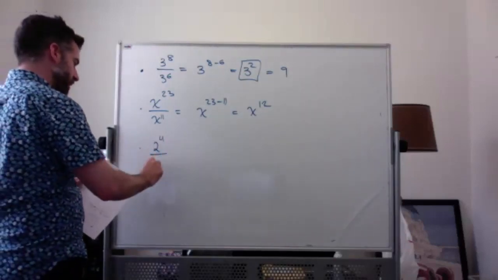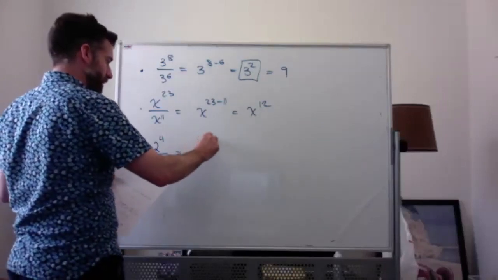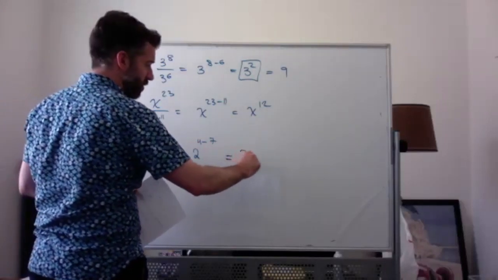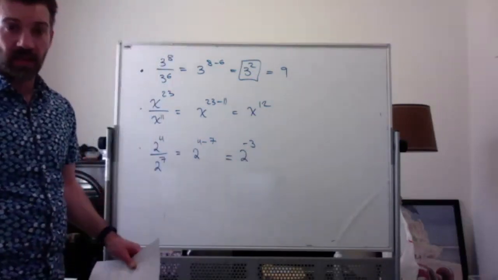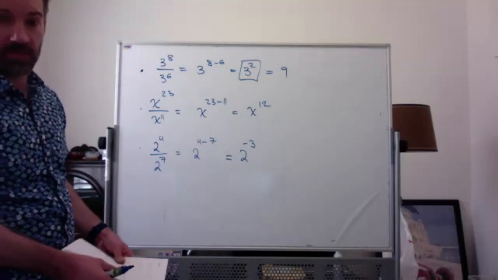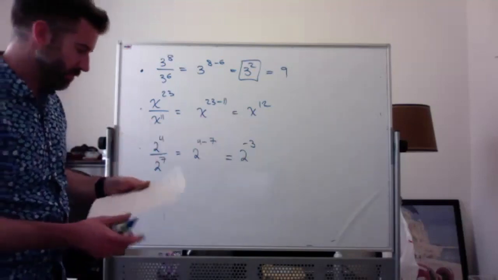2 to the 4th divided by 2 to the 7th is going to be 2 to the 4 minus 7, which is going to be 2 to the negative 3rd. Now, I know we haven't talked about negative powers yet, but we still do get them sometimes when we divide. So we'll talk about this shortly.